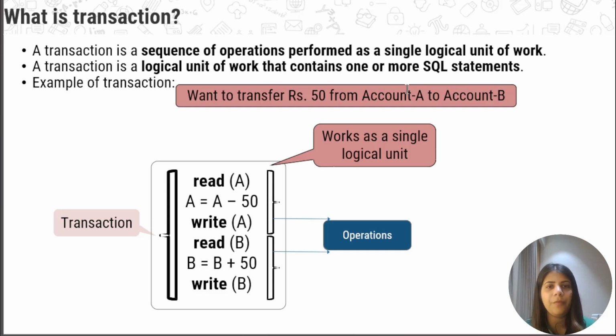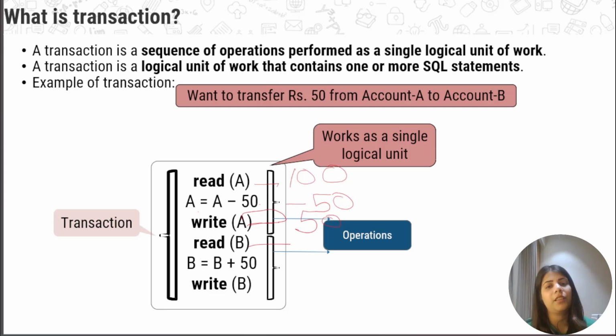Let's take an example that A account से आपको 50 rupees transfer करने हैं in the account B. All these instructions, they will work as a single logical unit. Let's see how. First instruction है read A. ये instruction read करेगा that account A में कितने पैसे हैं. Let's say 100 rupees है. Then 100 rupees में से वो 50 को minus करेगा. So that becomes 50. Write A. Account A की state को update करेंगे हम as 50.